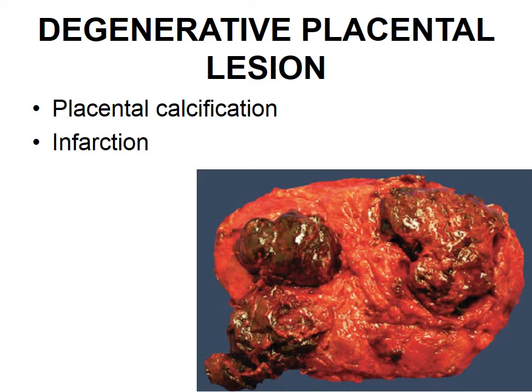Degenerative placental lesions. Placenta calcification. Calcium salts may be deposited throughout the placenta, but are most common on the basal plate. Calcification occurs with advanced gestation and is associated with nulliparity, smoking, higher socioeconomic status, and increasing maternal serum calcium levels. Calcification can easily be seen sonographically.